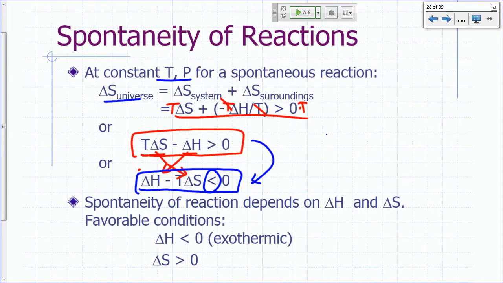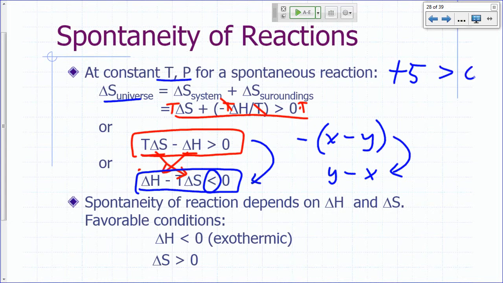Let's understand that process right there. If I say X minus Y and Y minus X, how are those two related? I'm just taking the negative of X minus Y in order to get Y minus X, right? So if I say positive 5 is greater than 0, and I take the negative of 5, how does that compare to 0? It's going to be less than 0. So you flip the inequality. So if T delta S minus delta H is greater than 0, then delta H minus T delta S will be less than 0.